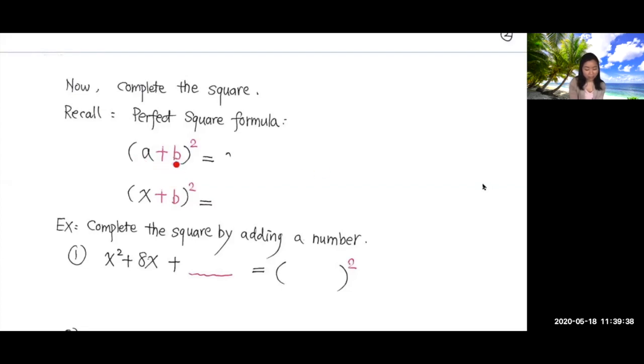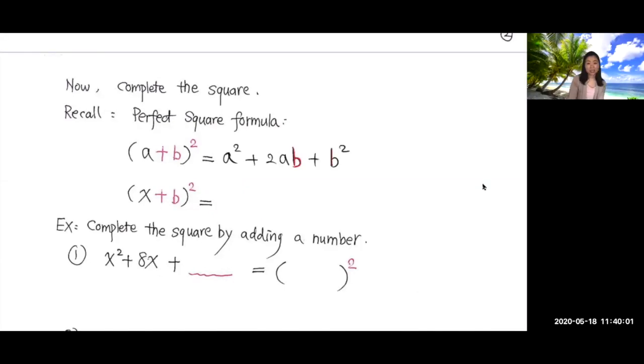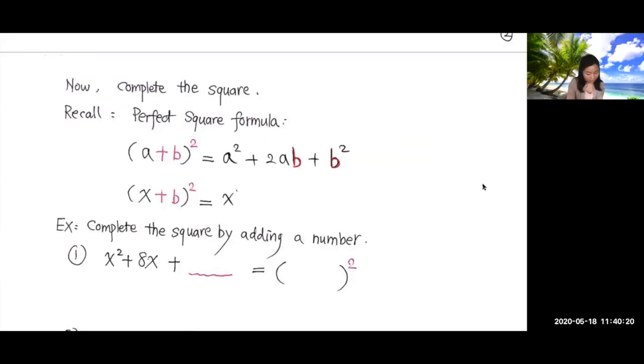If you expand a plus b perfect square, what do you get? A squared plus 2ab plus b squared. Very good. What about x plus b perfect square? If I expand this, what should I get? X squared plus 2xb plus b squared. I would like to put that in alphabetical order, so that will be x squared plus 2bx plus b squared. Now, do you see a pattern?